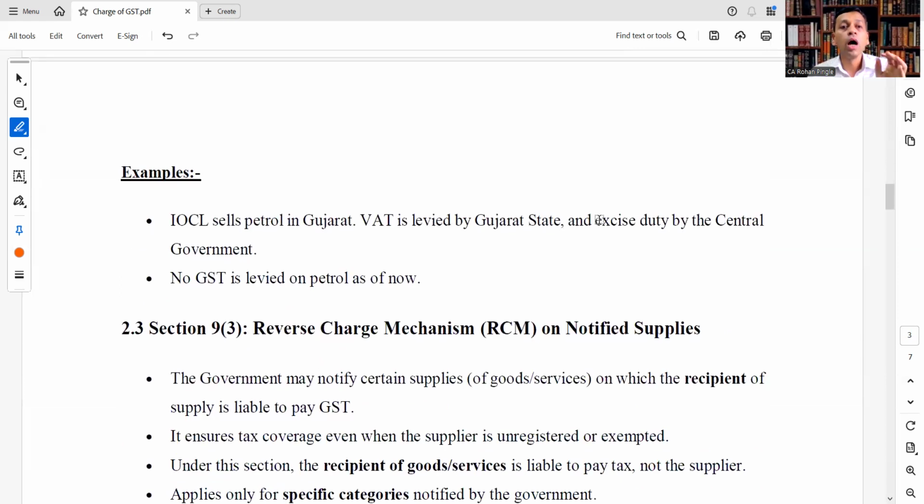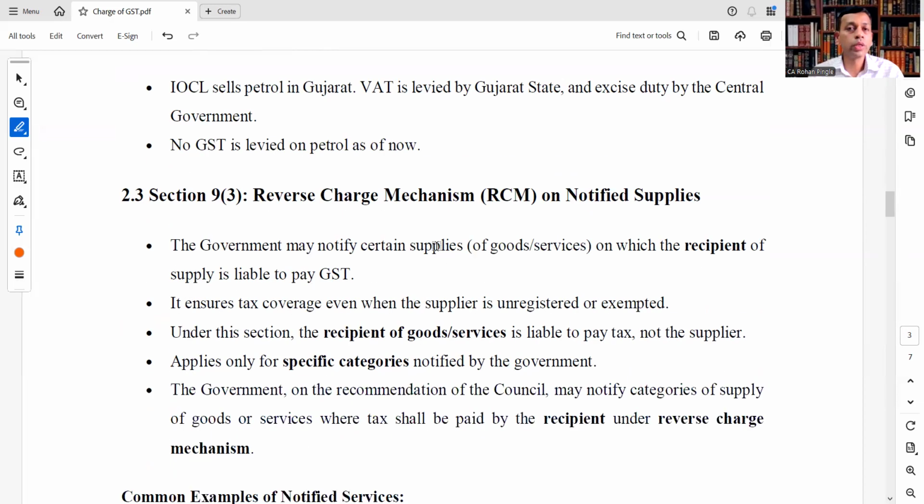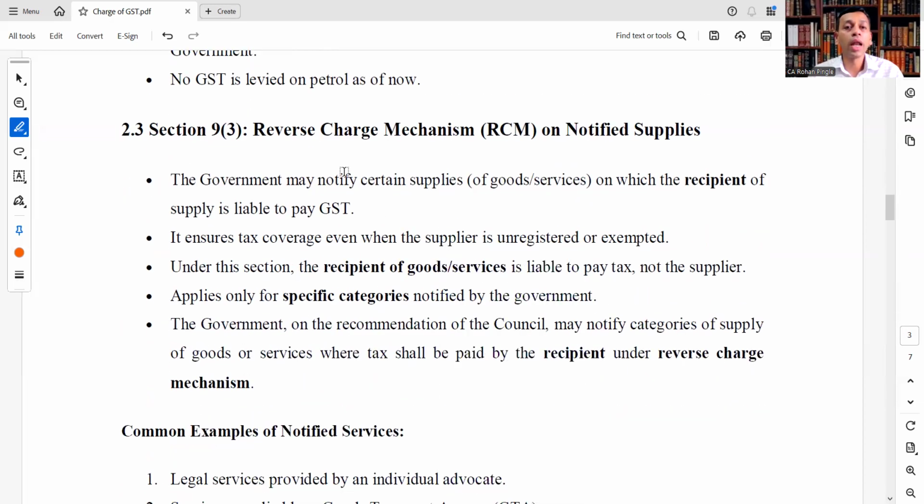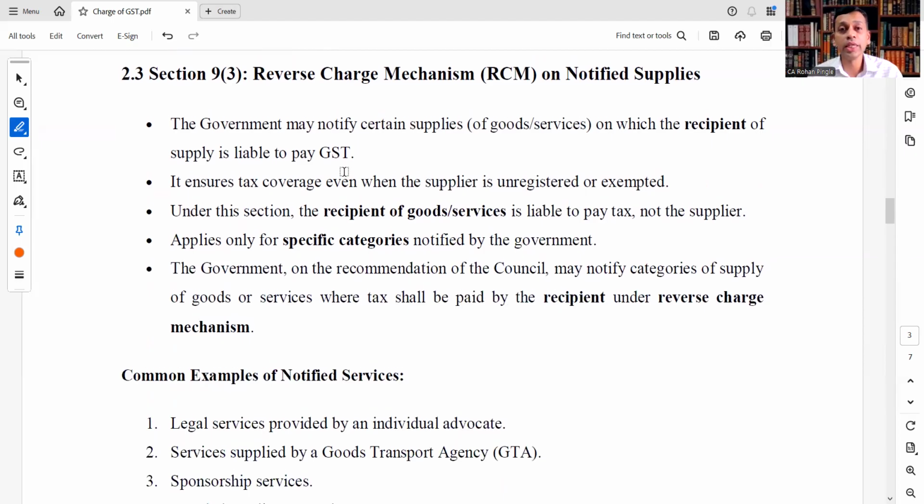Example, IOCL sells petrol in Gujarat. VAT is levied by Gujarat state and excise duty by the central government. Okay, no GST is levied on petrol as of now. Understood? Let's move on to section 9, subsection 3, reverse charge mechanism.